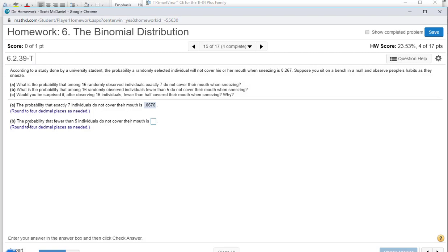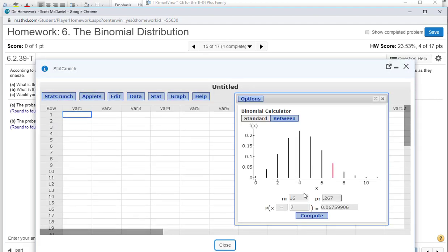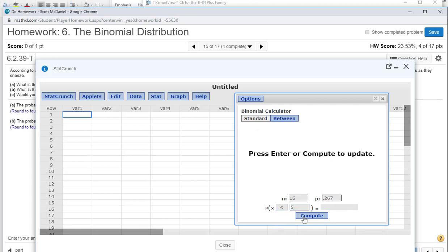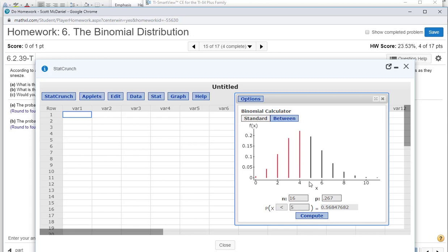So part B, find the probability that fewer than 5 do not cover their mouth. Okay, so let's pull back open StatCrunch. Fewer than 5, easy enough. So I'm going to do less than 5. Again, notice less than 5, I don't include the 5. So notice that less than 5 is exactly the same as less than or equal to 4. It's the same computation, right? Because we have discrete. We don't have anything in between 4 and 5. These are nice counting numbers, whole numbers.